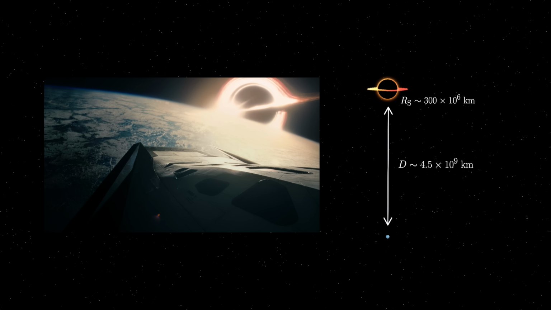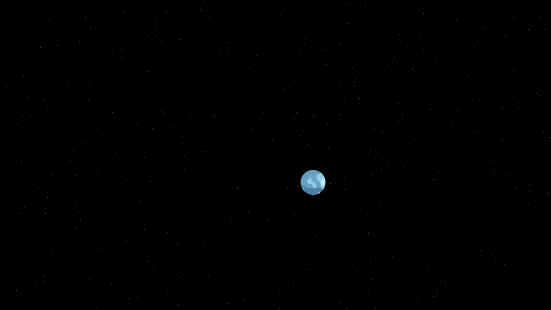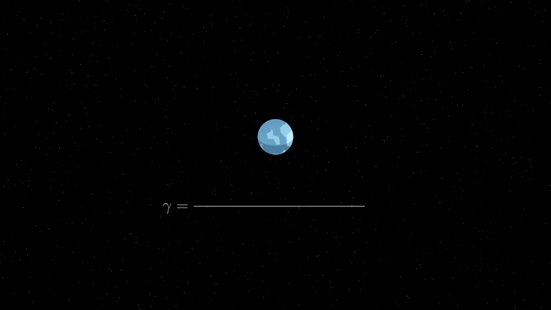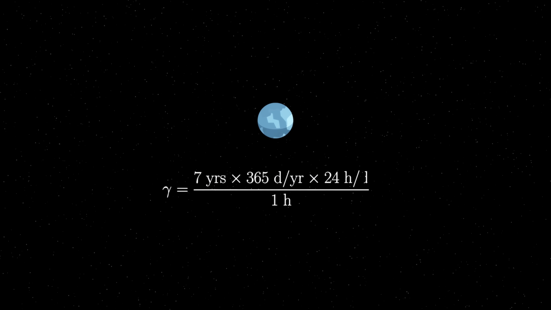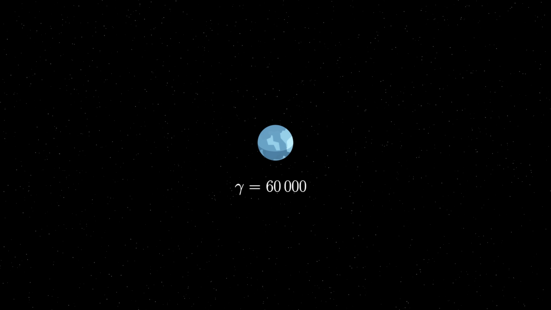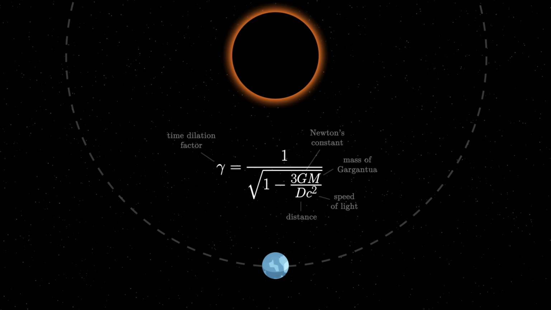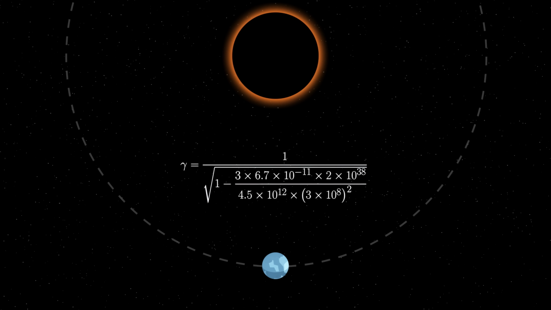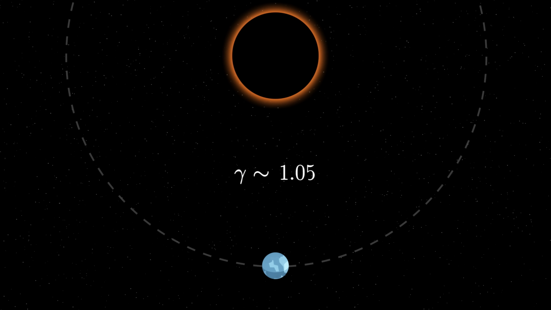But is this close enough to also explain the strong time dilation? Each hour that passes on the planet corresponds to 7 years on Earth. Time passes 7 times 365 times 24 times slower, a factor of 60,000. For a static black hole, this is the time dilation experienced by a planet in circular orbit. If we insert the distance obtained with the calculation of the tides, we get a time dilation of only 5%, far from what the movie shows us.